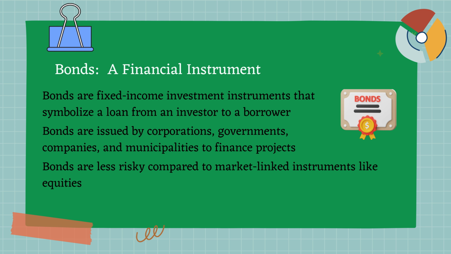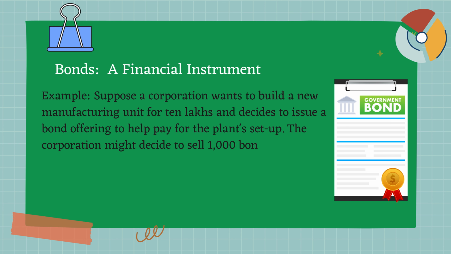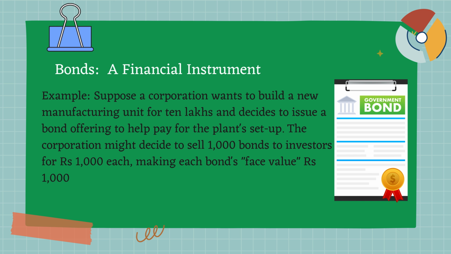Let me cite an example here to understand bonds further. Suppose a corporation wants to build a new manufacturing unit for 10 lakhs and decides to issue a bond offering to help pay for the plant setup. The corporation might decide to sell 1000 bonds to investors for rupees 1000 each, making each bond's face value rupees 1000.